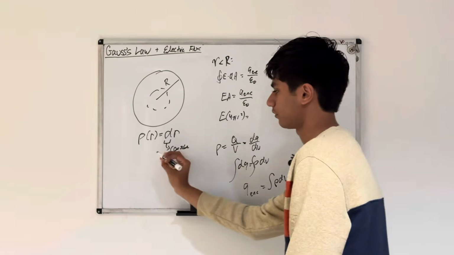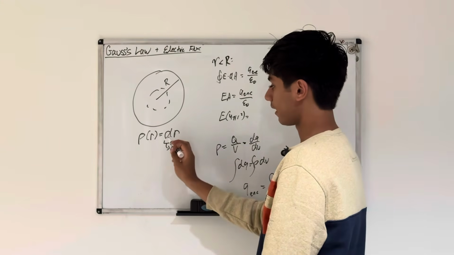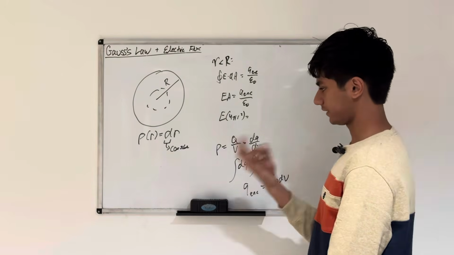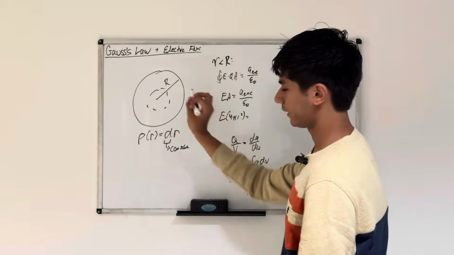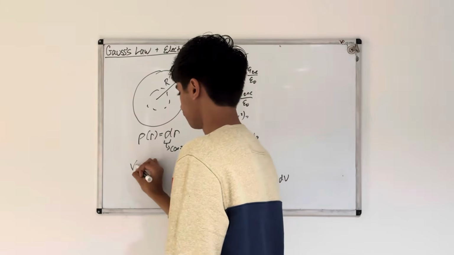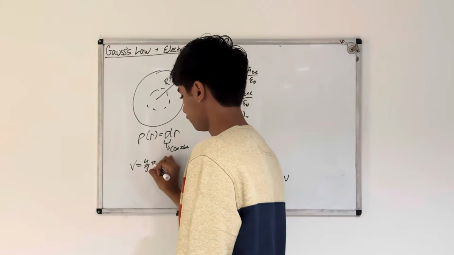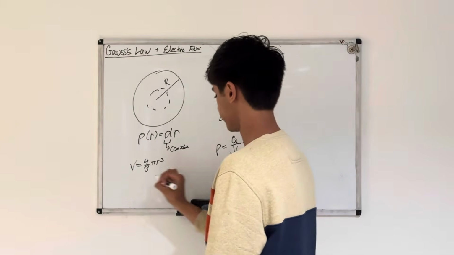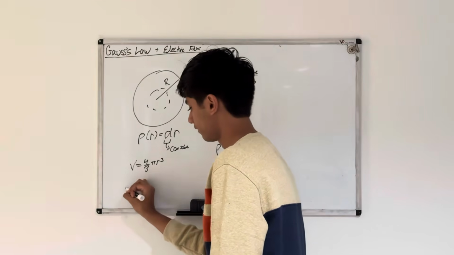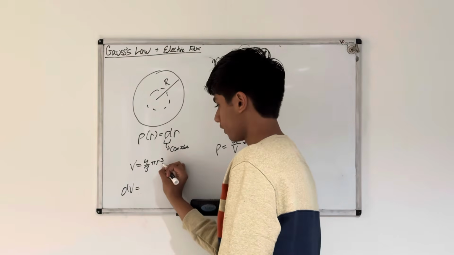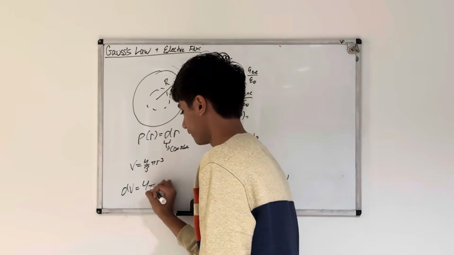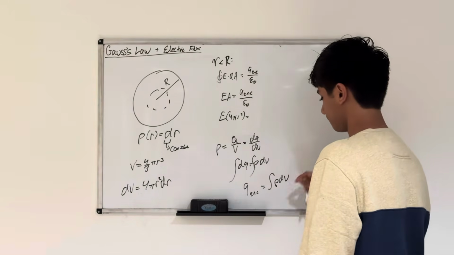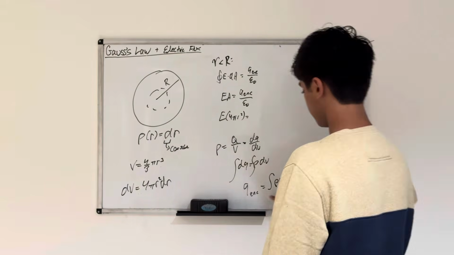But the issue is our function, rho of r, is in terms of r, right? It's not in terms of V. And so we have to get this dV into a dr. So we know the volume of a sphere is 4/3 pi r cubed. And so what I'm going to do is use implicit differentiation to get it into dV. So if we take the derivative, we get dV is equal to, r cubed becomes r squared, so 4 pi r squared dr. And so now we can plug this into here, and we can plug them both into here.